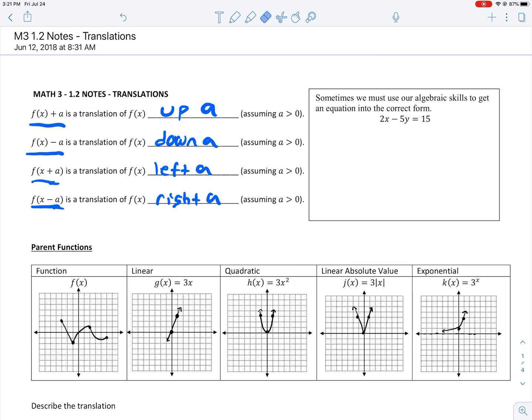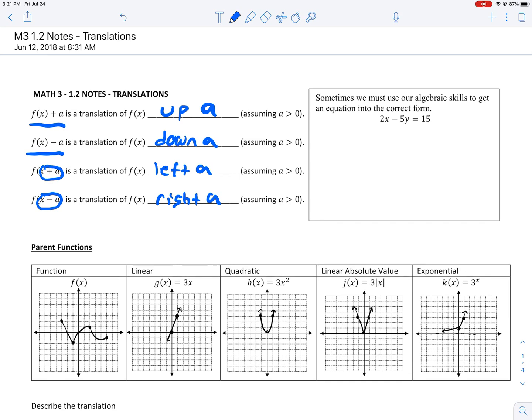So the way I like to think about it, and one of the easiest ways for me, is when it's inside with the x here, it's kind of like the opposite. So what's opposite of positive a? Minus a. What's opposite of minus a? Positive a. So I'd go right a. I would go left a if it was f of x plus a.